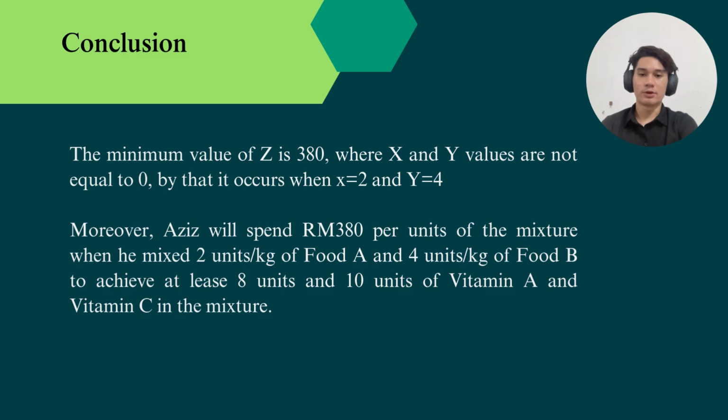So based on our linear program analysis, the minimum cost represented by Z is 380 ringgit. This occurs when 2 units of food A and 4 units of food B are combined. Importantly, both values of x and y are not zero, meaning that both types are essential in achieving the nutritional requirements. So with this combination, Aziz is able to meet at least 8 units of vitamin A and 10 units of vitamin C to fulfill the dietary constraint. Therefore, Aziz will spend 380 ringgit per mixture by using the optimal blend.